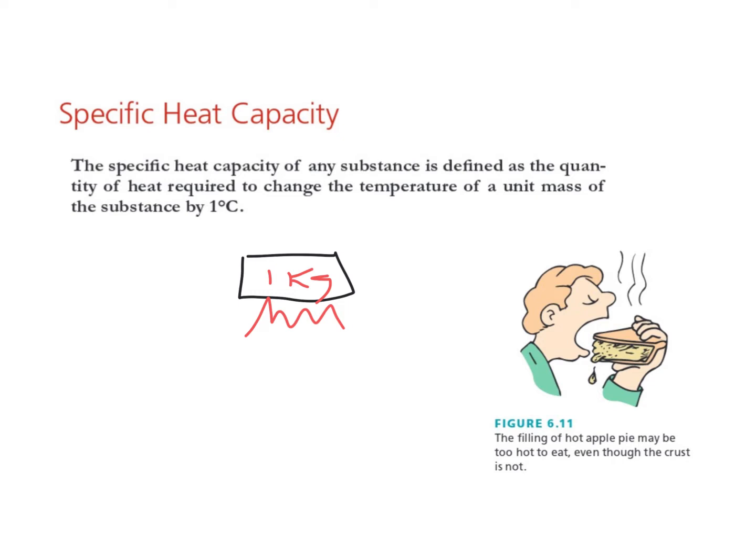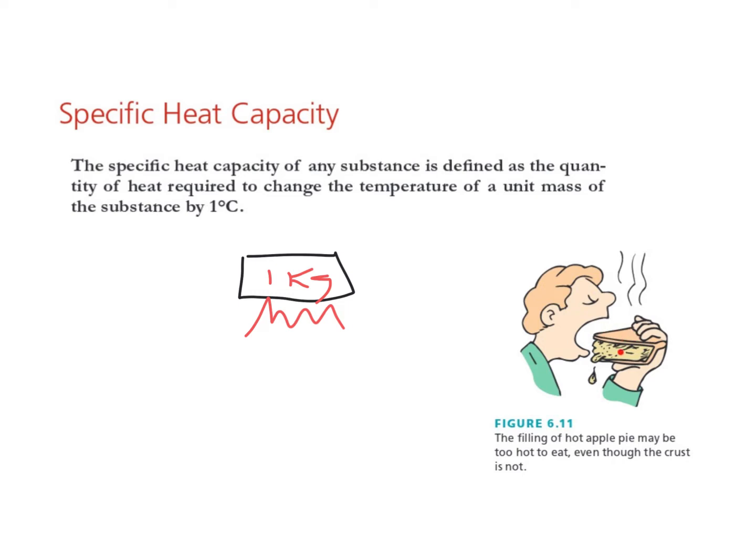So let's say you have placed your apple pie in a 400 degree oven and you've let it become 400 degrees. Now, the apple pie filling has a much higher specific heat capacity than the apple pie crust. That means it takes a lot more heat energy to raise it to the temperature of 400 degrees than it does the crust. And so this guy has absorbed a lot more heat energy in order to come to its temperature.